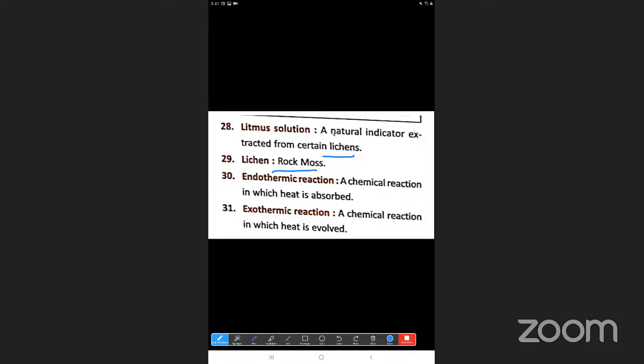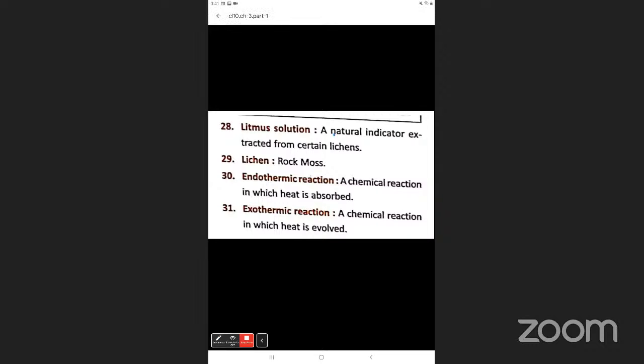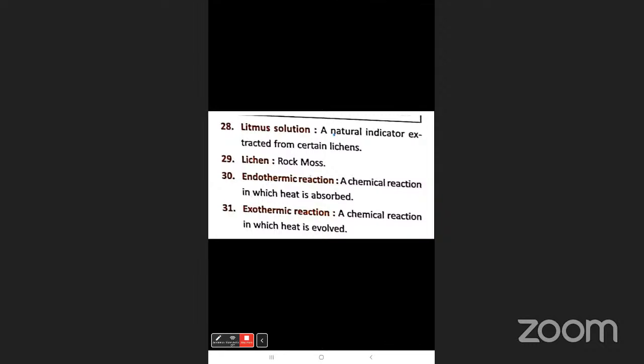Next one, endothermic reaction. An endothermic reaction is a chemical reaction in which heat is absorbed. In any chemical reaction, if heat is absorbed, that is an endothermic reaction, and if heat is released, that is an exothermic reaction. Heat absorbed means endothermic reaction, and heat released means exothermic reaction.